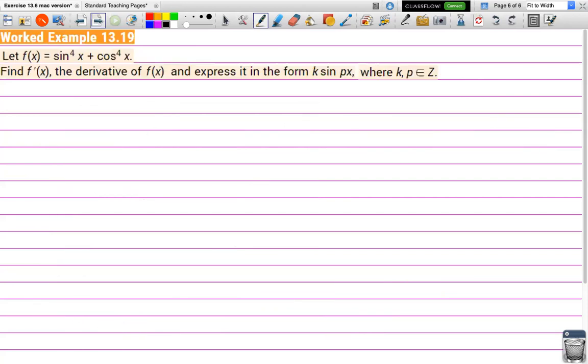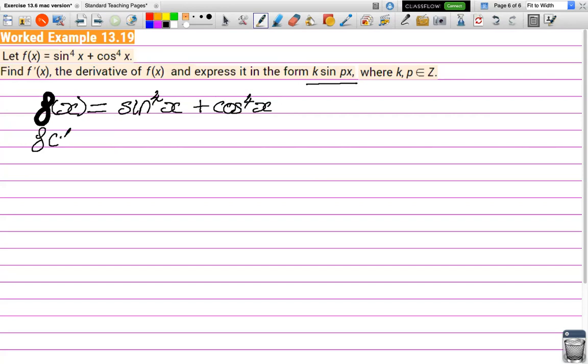So now we've got to find f dash x, the derivative of the item above, and then write it in this form. We'll worry about that later. Let's just pick up some marks. So the first thing is I've got f of x is equal to sine to the power of 4 on x plus cos to the power of 4 on x.